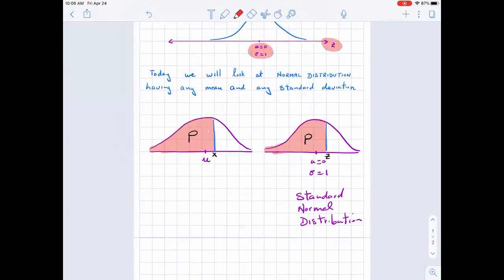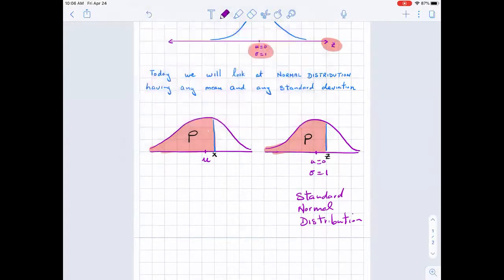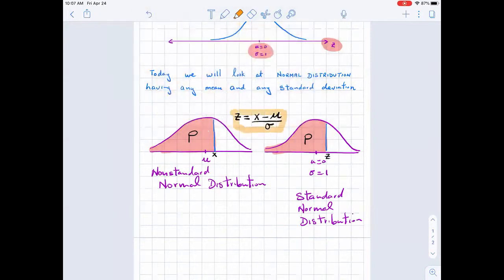So how do you convert from this one here that we call the non-standard normal distribution? Well, there's a formula that we can use, and that formula is Z equals X minus mu divided by sigma. So this here is the formula we'll use to convert. This is how you get from non-standard to standard.